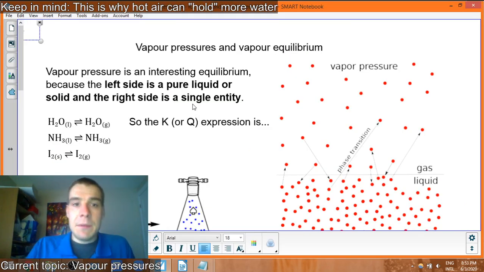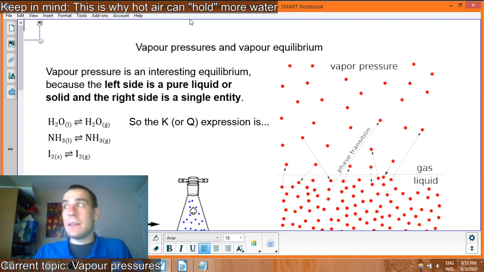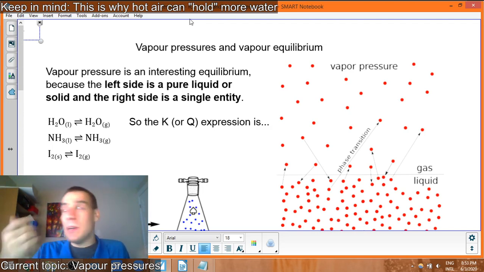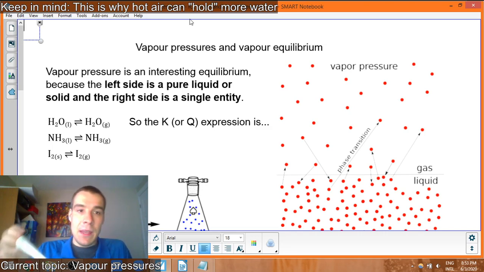Okay, so vapor pressures are really cool. This is why hot air can hold more water. You might have heard that in different science classes. I think I use it with my grade 10 science class because explaining equilibrium would be too annoying. But here's the real reason that hot air can hold more water. Here's the reason why dew happens. This is why water boils. This is why anything boils.